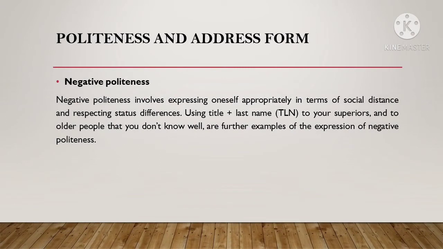And then negative politeness involves expressing oneself appropriately in terms of social distance and respecting status differences. Using title and last name or TLN to your superiors and to other people that you don't know well are further examples of the expression of negative politeness.